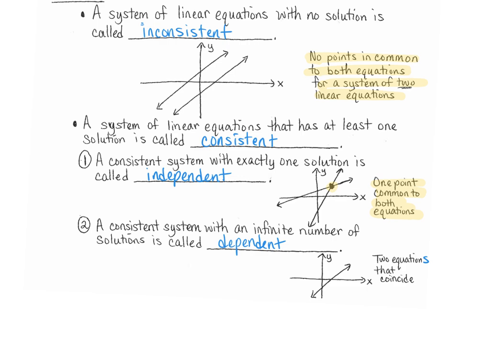Okay, so let's do a quick review. If you have a system of two linear equations and there's no solution, your system is inconsistent. Great. If you have at least one solution, your system is consistent. Yes. If your consistent system has infinitely many solutions, it is called dependent. Yes. If there is exactly one solution for your consistent system, it is called independent. Excellent. So now we need to see how to solve these systems by the two methods that we discussed.